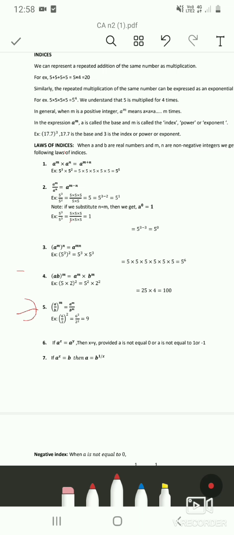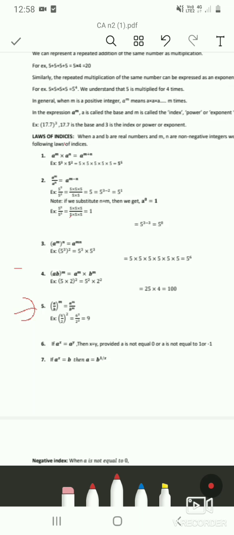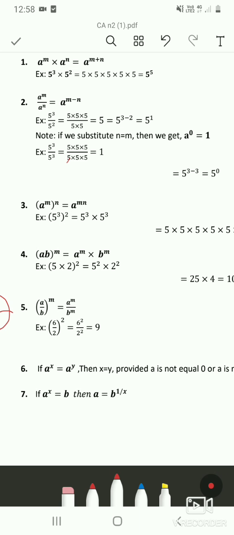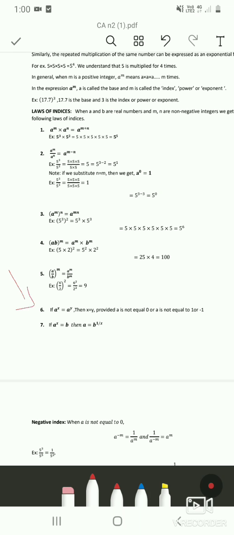A upon b whole power m can be written as a power m divided by b power m. So again you can take an example. 6 divided by 2 whole power 2 can be written, using this law, as 6 square divided by 2 square. So you know that 6 6's are 36 divided by 2 2's are 4. So you get the answer 9. So directly you can verify it. 6 divided by 2 is 3, 3 square is 9. So the law is satisfied.